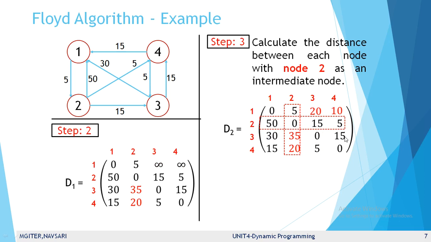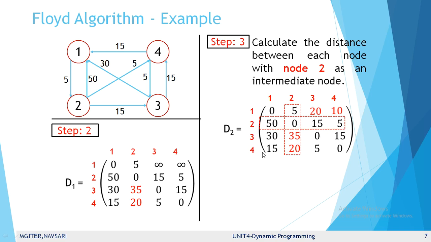Now 3 to 4. 3 to 4 is 15. We find via vertex 2. 3 to 2 is 35 plus 2 to 4, which is 5. 35 plus 5 is 40, which is greater than 15. So no need to change.